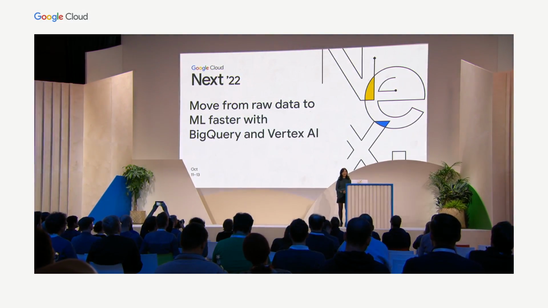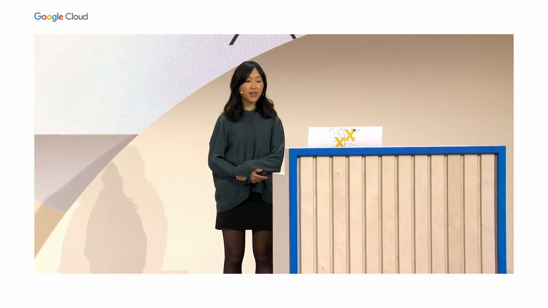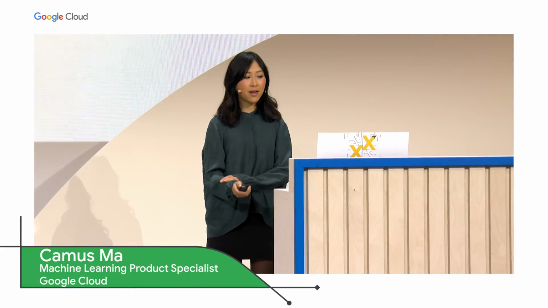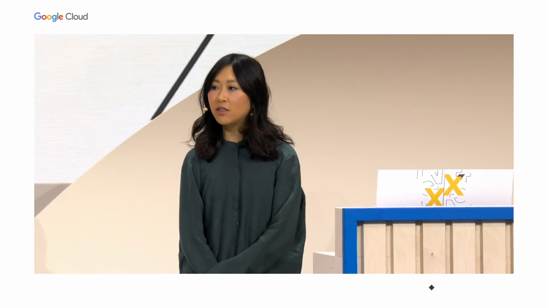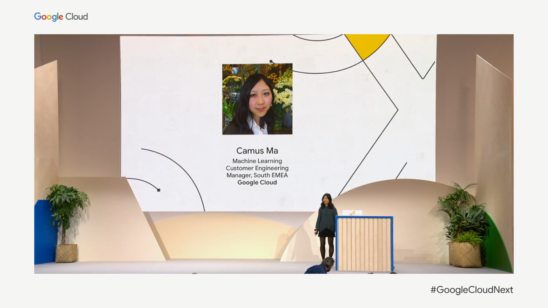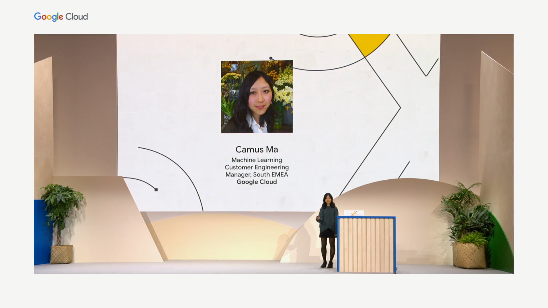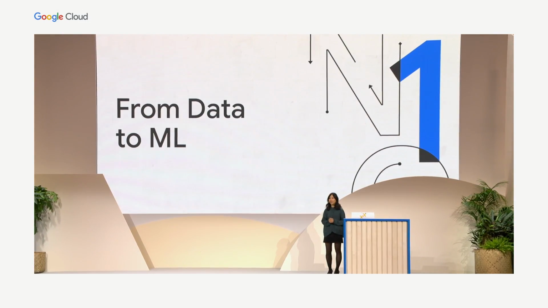Hello, everyone, and welcome to the final session on how to move from raw data to ML faster with BigQuery and Vertex AI. First off, let me introduce myself. My name is Camus Ma. I manage the customer engineering team for the South EMEA region, specialized on machine learning and AI. So let's begin the session. How do you move from data to machine learning?